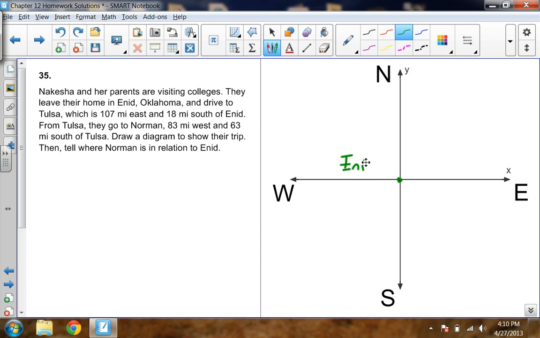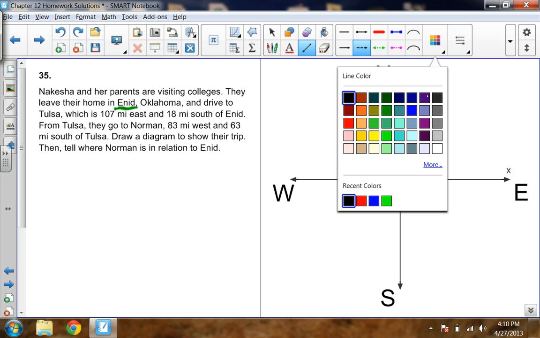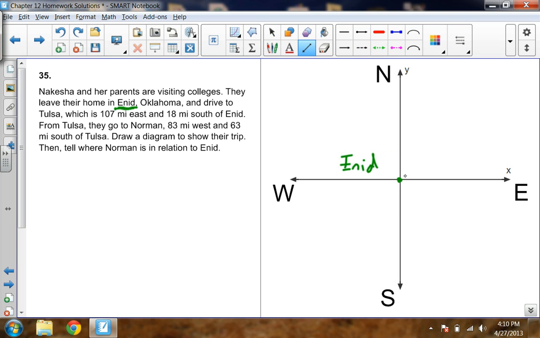Call it Enid. And it might not matter where you put it, but the point is where everything else will be in relation to it. So I also put north, south, east, and west because they'll be doing directions like that. So they left their home in Enid, Oklahoma, and they drive to Tulsa, which is 107 miles east and 18 miles south of Enid. Now what I am going to draw are two different vectors, and they are not the route that they drove, but this ends up being two vectors that are added together to make a resultant vector.